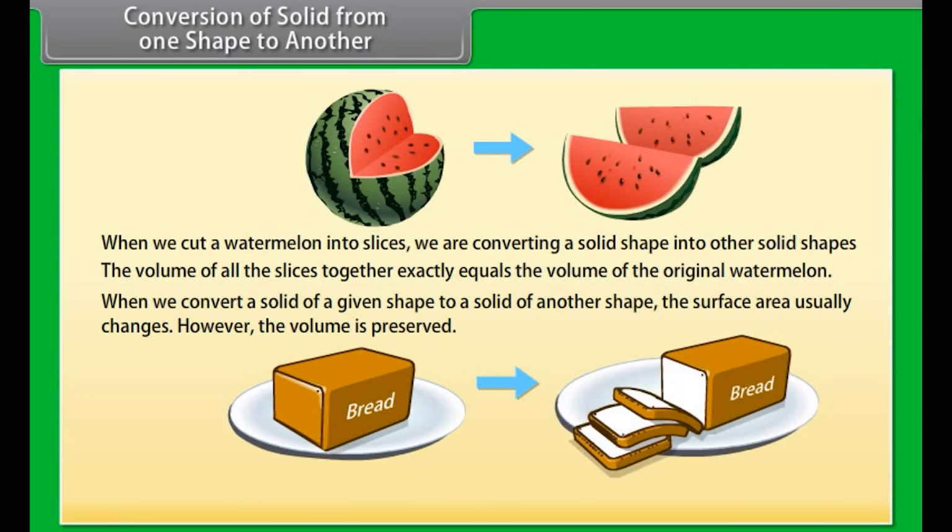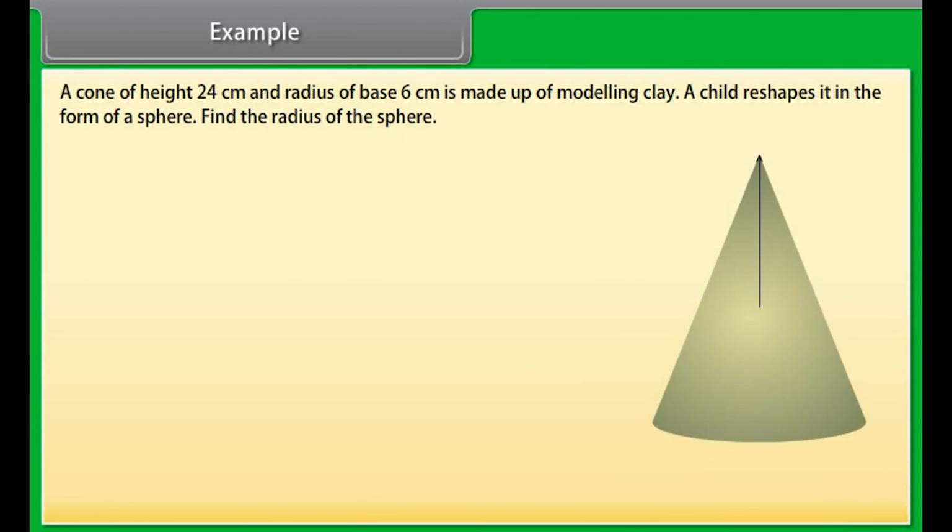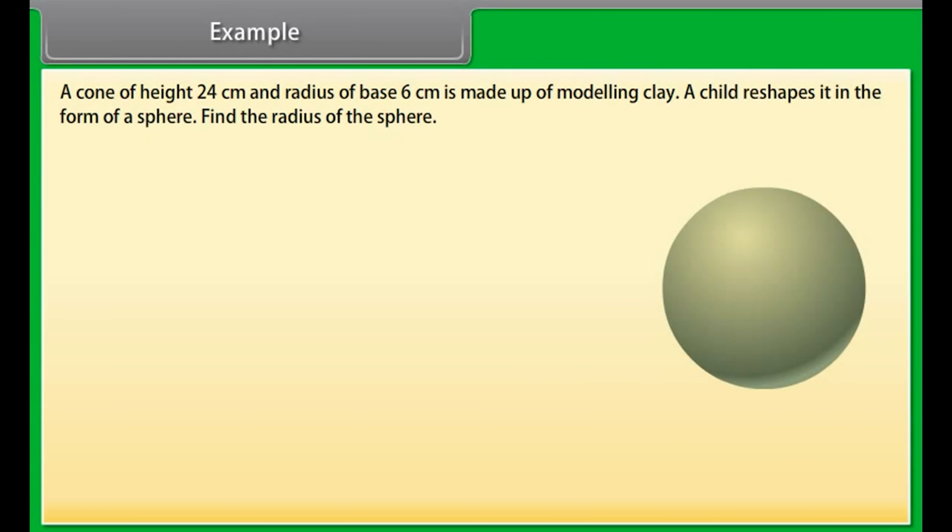Similarly, in case of cutting bread into slices, we convert a solid shape into other solid shapes. The volume of all the slices together exactly equals the volume of the original object. Example. A cone of height 24 cm and radius of base 6 cm is made up of modeling clay. A child reshapes it in the form of a sphere. Find the radius of the sphere.